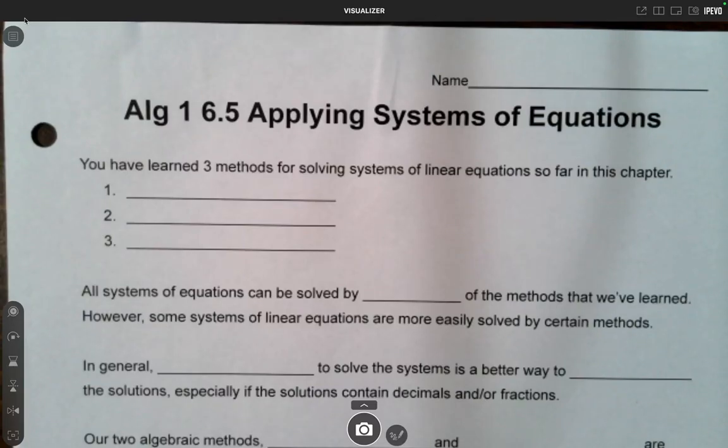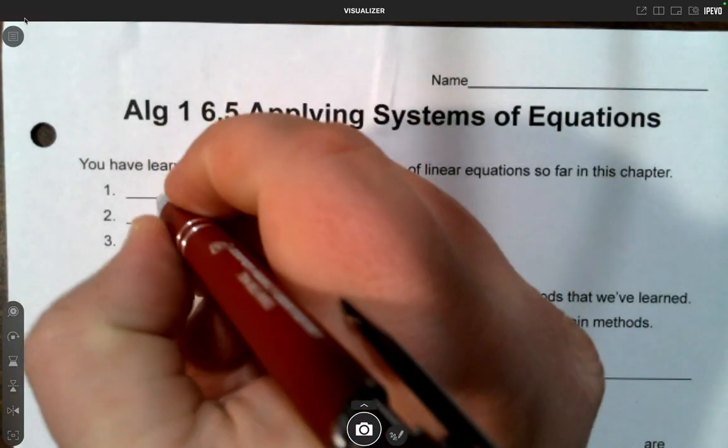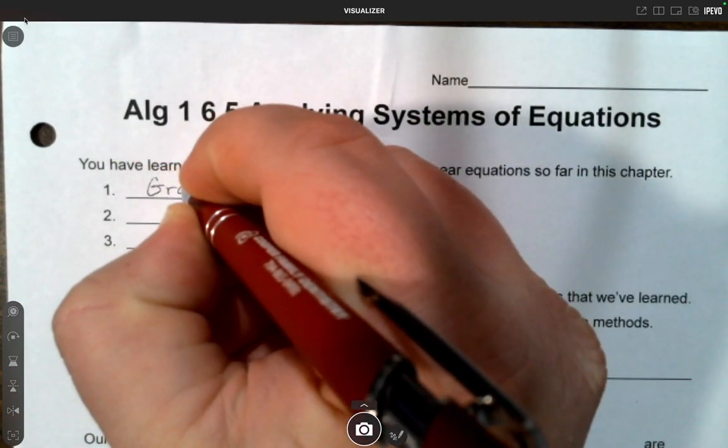This says applying systems of equations. Honestly, the lesson is more about when I don't tell you what method to use, how do we pick which way is best? So we've learned three methods for solving systems of linear equations so far. Hopefully you know them. The first we learned was graphing.